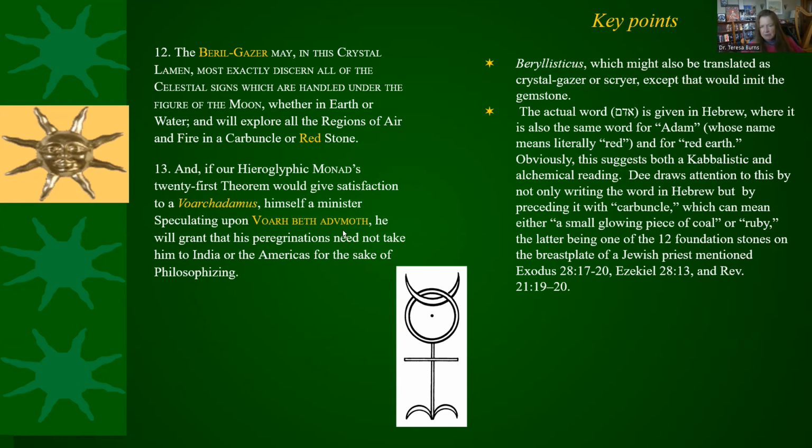Red Adam, we're going to have the plural of it down here just to give you a flash forward. So 13: and if our hieroglyphic monad's 21st theorem would give satisfaction to a vo archidamus, we'll have a whole separate video on vo archidamus below, but it's a play upon the vo archidumia and Adam and Magus, and alluding to that work of Pantheus that he annotated so closely. This vo archidamus is himself a minister, speculating upon voarchadumia.